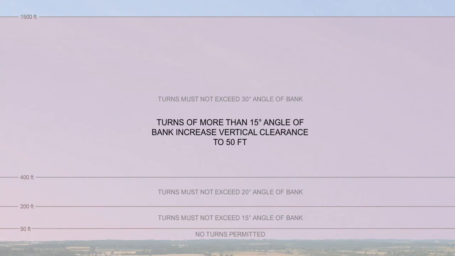The special procedures must take account of the gradient loss from such bank angles, and these must be published in the aeroplane flight manual. The maximum bank angles that the special procedures allow is up to 20 degrees between 200 and 400 feet, and up to 30 degrees between 400 and 1,500 feet. If any turn of more than 15 degrees is required at any point in the takeoff flight path, then the vertical clearance is increased to 50 feet instead of 35 feet.